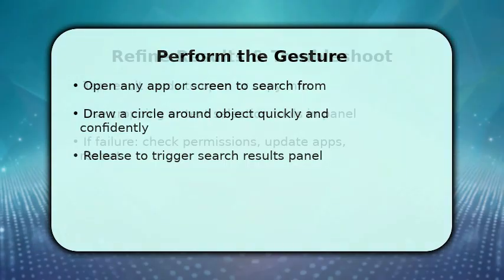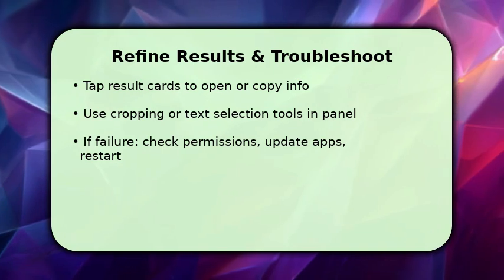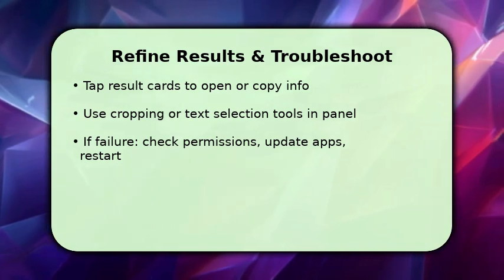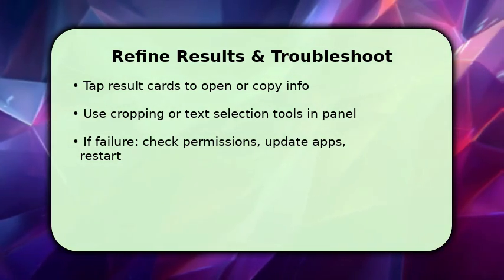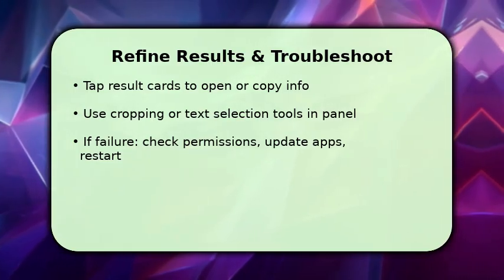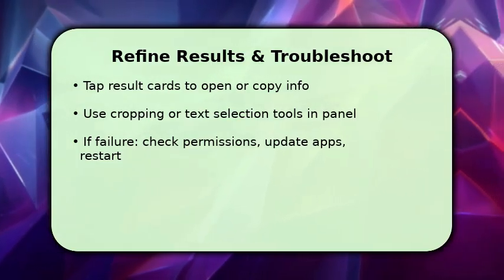You finish by interacting with the results. Tap cards to open pages, copy text, or launch suggested actions. Use the panel's crop or text selection tools to refine the capture if the initial circle included extras.